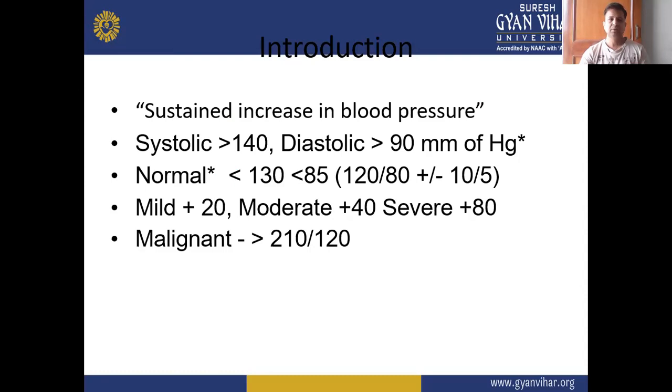We can say it is mild hypertension if it is plus 20 of the normal systolic pressure, moderate if it is plus 40, and severe if it is plus 80. It is called malignant if blood pressure is more than 210 systolic and 120 diastolic.